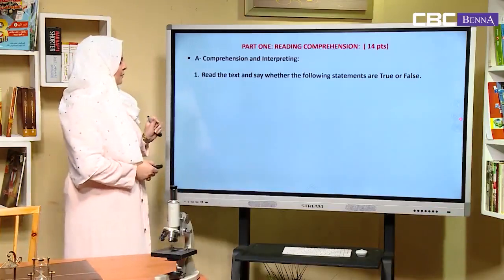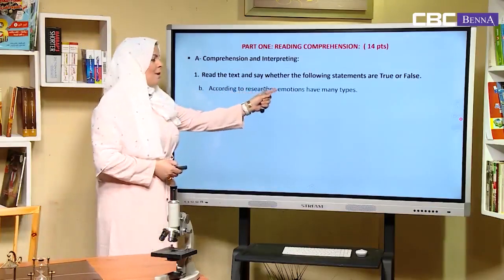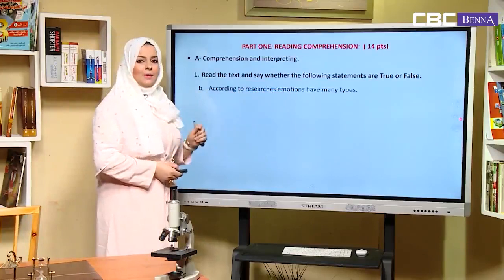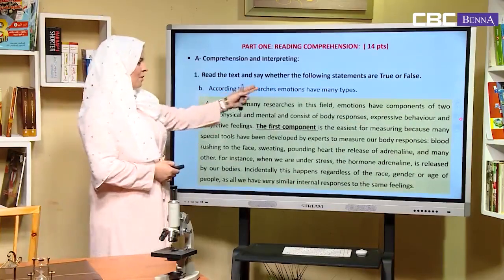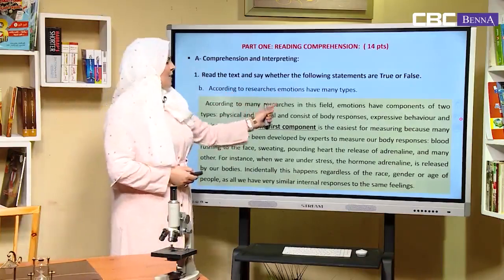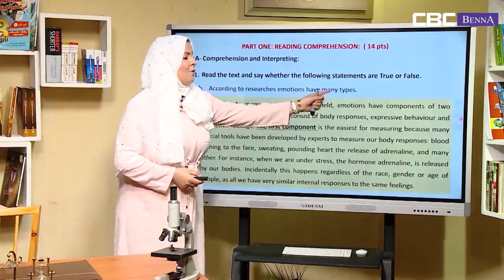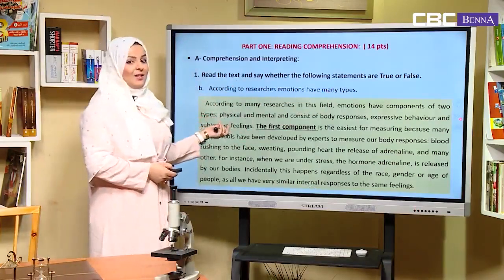Second one, according to researchers, emotions have many types. We're going to see if it's correct. Look. So emotions have many types. Look what do we have here. So in this field, emotions have component of two types. So here it is false again.